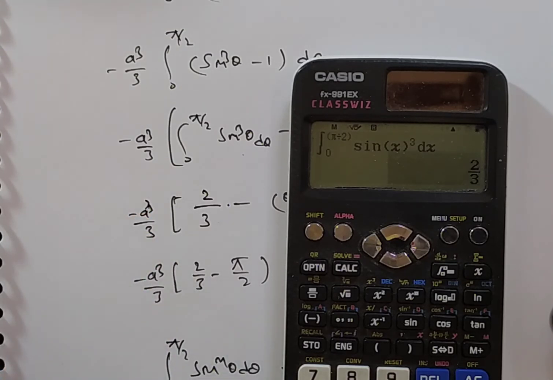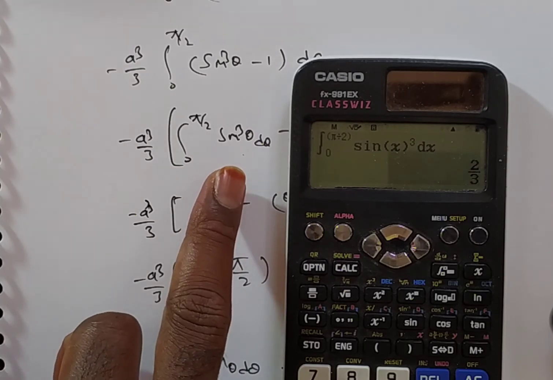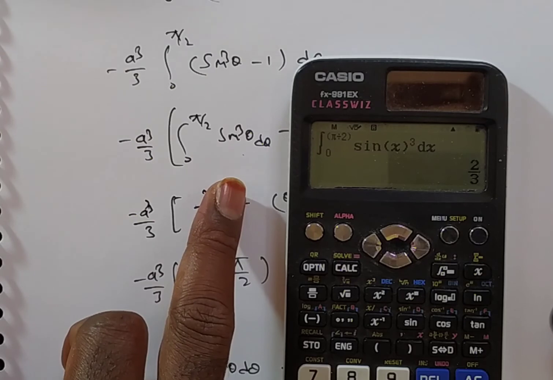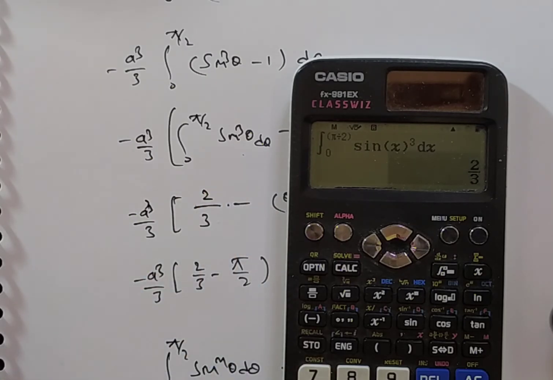Even this one you can change into the general formula, that is 3 sin theta minus sin 3 theta by 4. In that method also you will get the same. Is it clear for everyone?